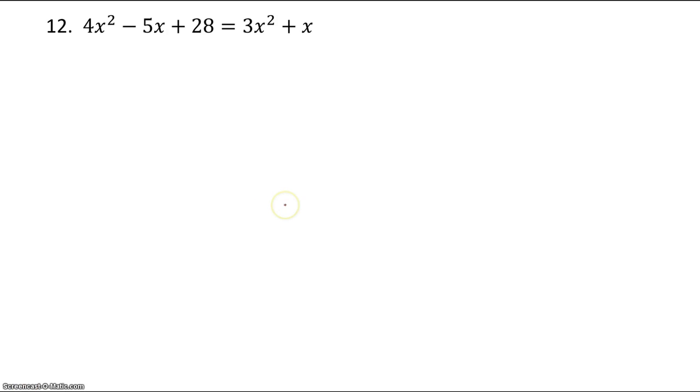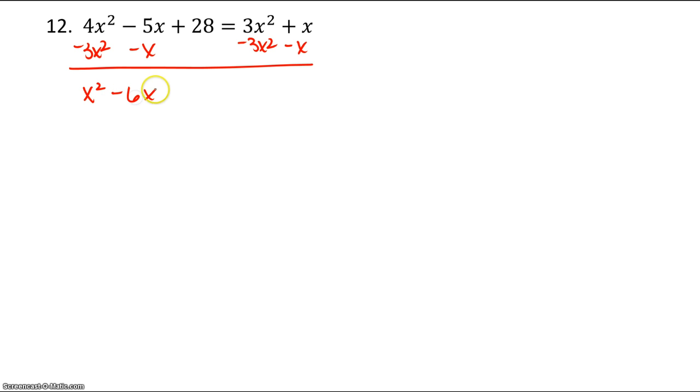Okay, so in number 12 you see an example of it's obviously not in standard form. We need to rearrange. So let's get the a and b on one side, the c term on the other. I can subtract 3x squared. Okay, I can subtract x. Okay, and that would give me x squared minus 6x plus 28 equals 0. And a reminder, we want to leave a and b on the left, move that c term over here. So I'm going to have x squared minus 6x, leave a space, equals negative 28.